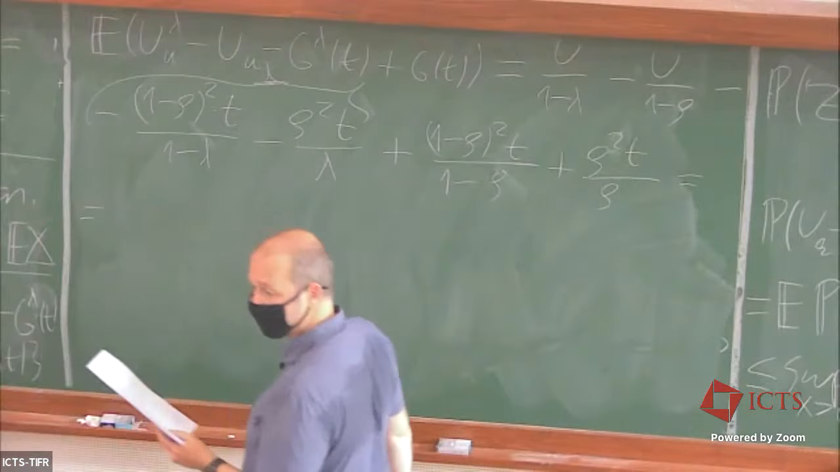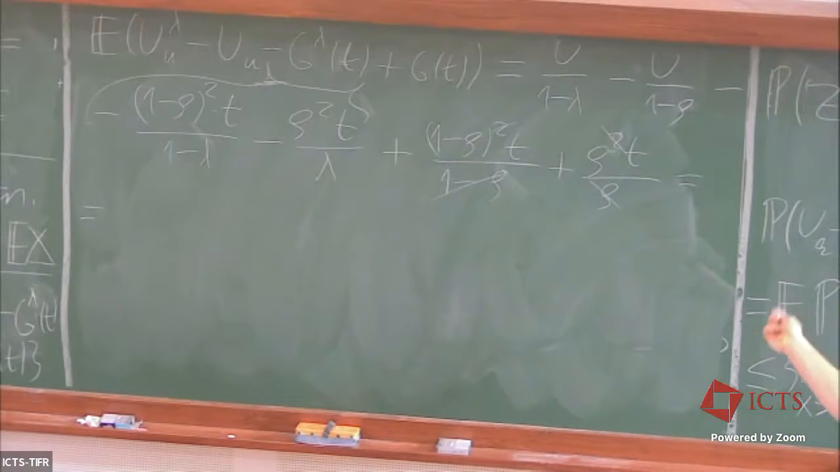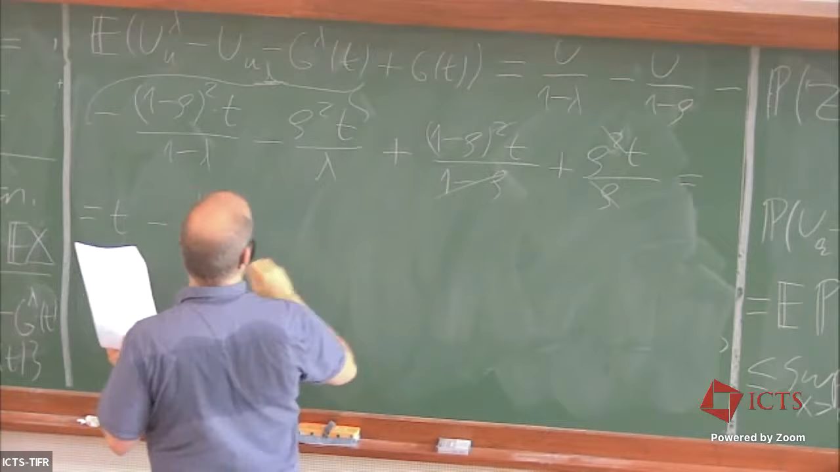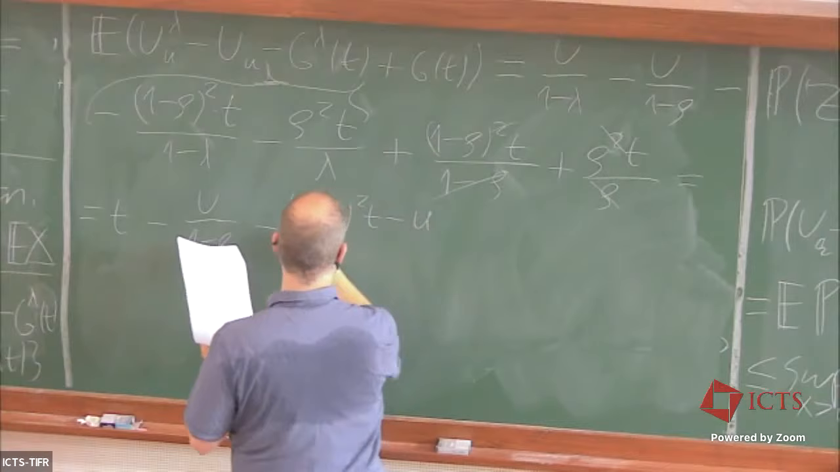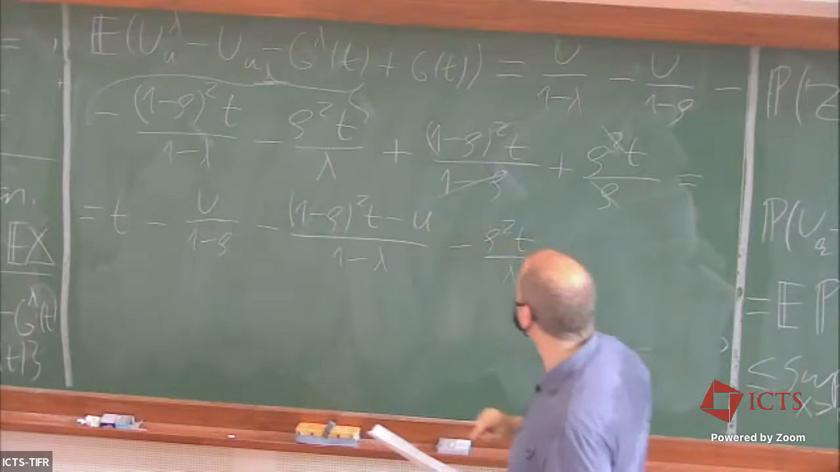Okay, now just one more step quickly. I can actually cancel in the rho model, I can cancel one of these rows. And then I get 1 minus rho T plus rho T, that's just 1 T. So I have a T here. I have a U over 1 minus rho. That's this term here. And then I have these 1 minus lambda terms. So 1 minus rho squared T minus U over 1 minus lambda. And I have a minus rho squared T over lambda. So these are just this guy and that guy together. And that's just a form of the expectation.